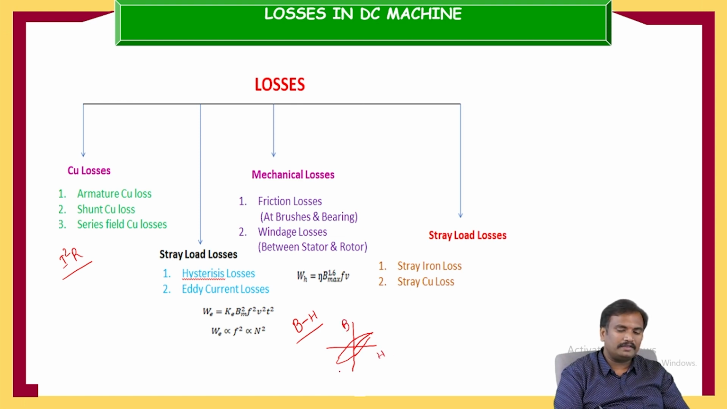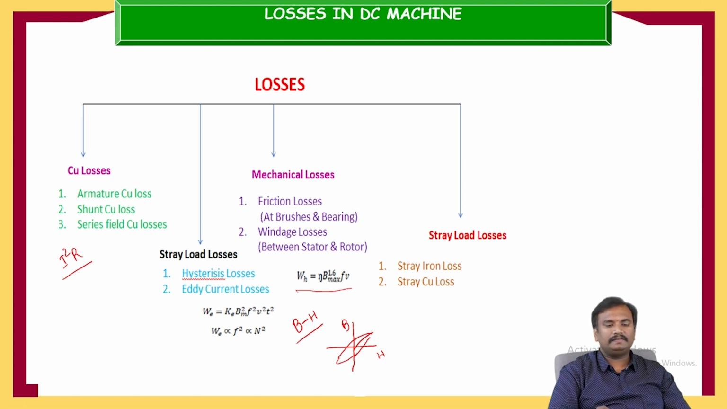The area under this loop is called the hysteresis area. Based on the hysteresis area, the hysteresis loss of that particular magnetic material depends, that is equal to eta B max power 1.6 into F into V. This is the hysteresis loss.